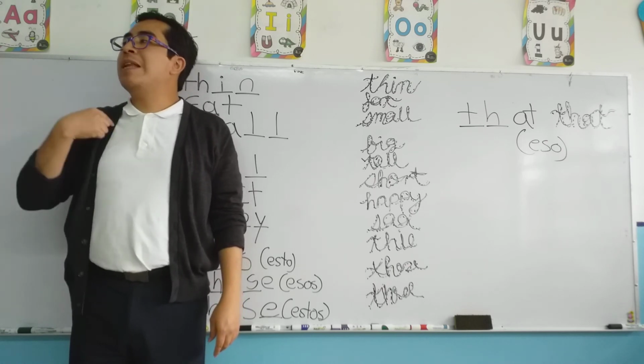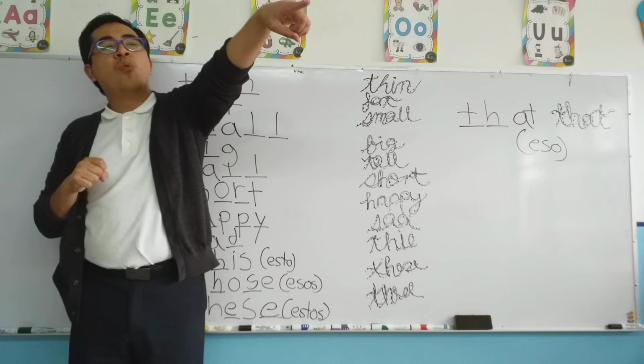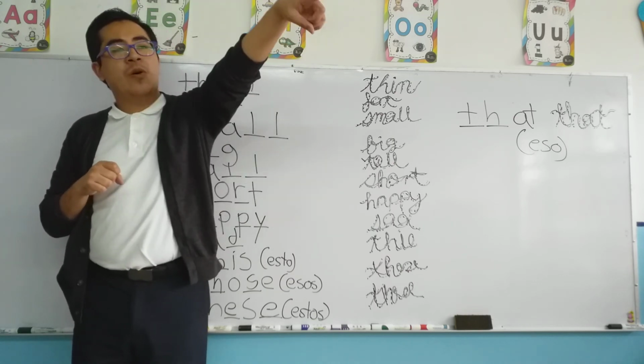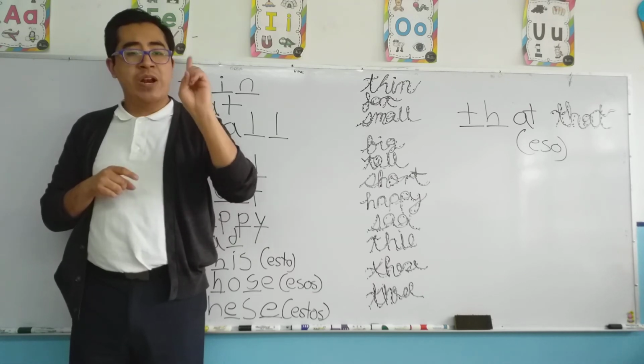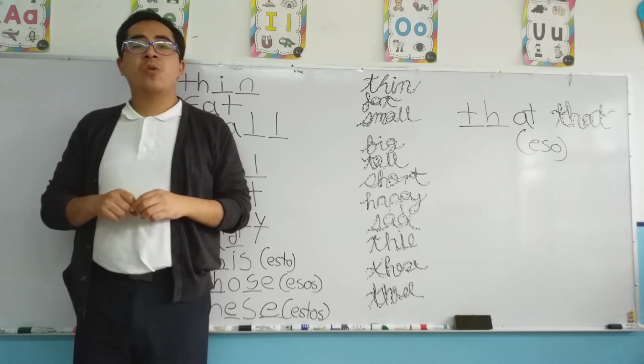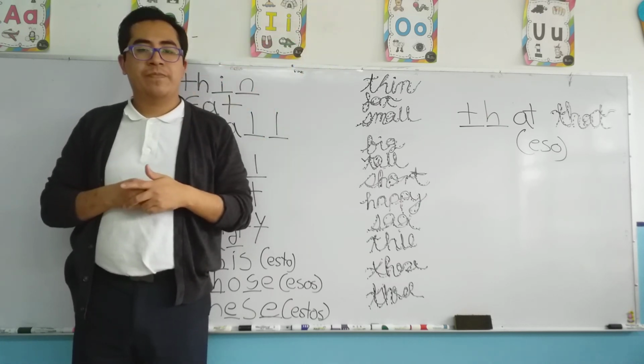Eso es mi lápiz. That is a blue car. Eso es un coche azul. Okay? Just one object, un solo objeto cuando se encuentra lejos de nosotros.